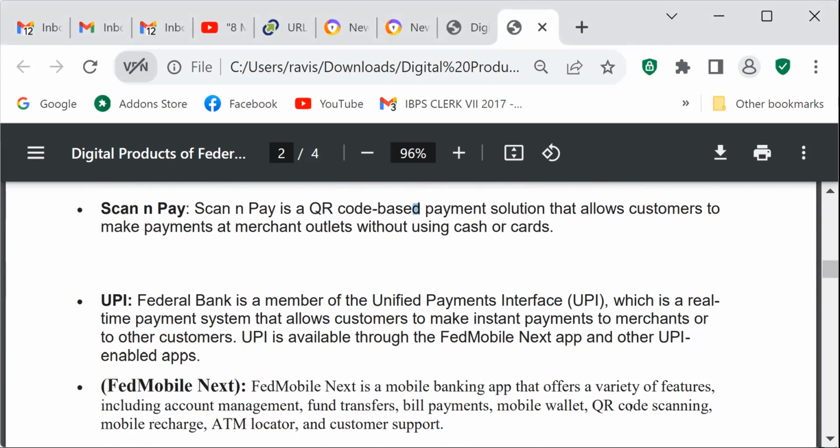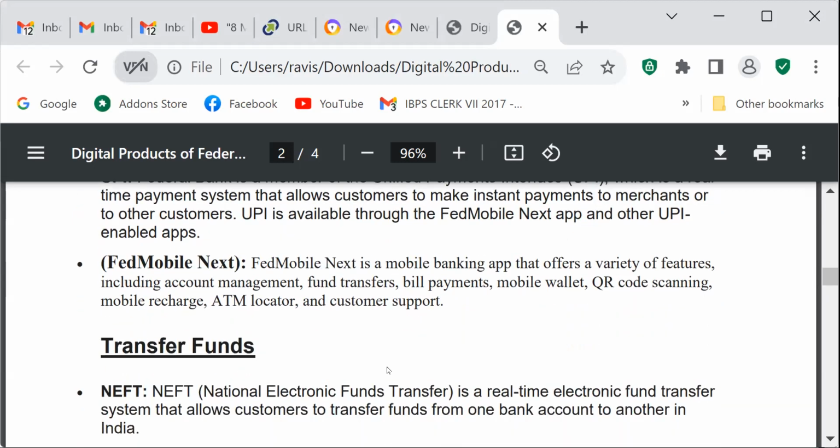Federal Bank is a member of the Unified Payments Interface, which is a real-time payment system that allows customers to make instant payments to merchants or to other customers. UPI is available through the Fed Mobile Next app and other UPI-enabled apps.